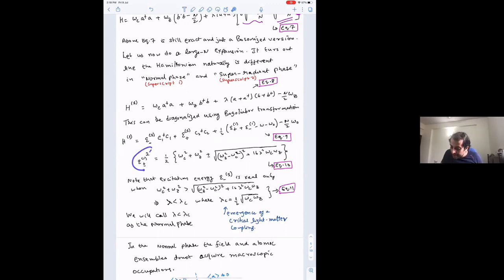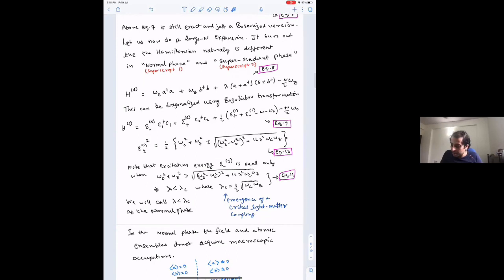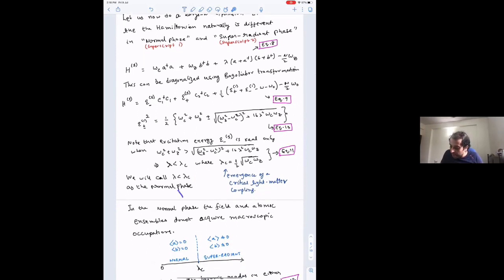And this excitation energy, it turns out that this is real only when this square root has to be greater than this, because there's a square here. If I want the excitation energy, I have to take a square root. So because of that, the excitation energy is real only when lambda is less than lambda c. This is a very nice calculation, very easy to do. So lambda should be less than lambda c, where lambda c is given like this.